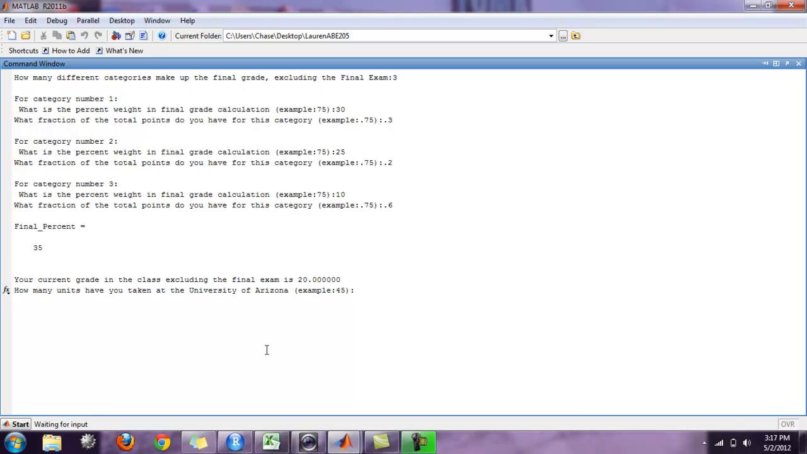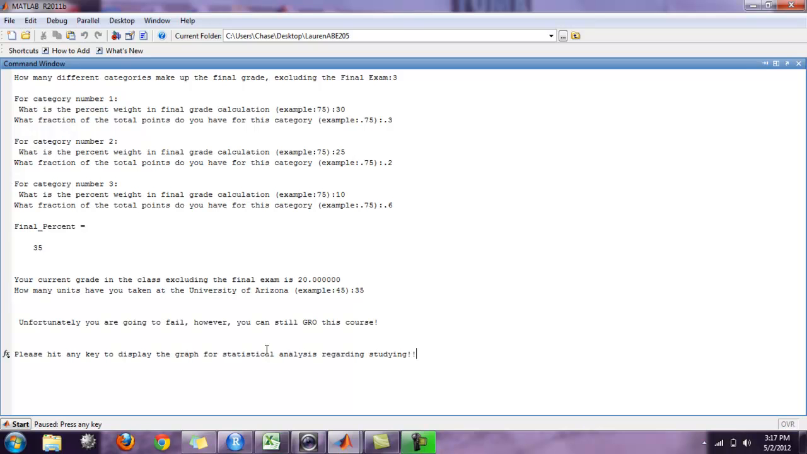Finally, because you're going to be failing the class, it prompts you with a different question, asking how many units you've taken at the University of Arizona, with the example showing that we want it in whole numbers. So say we are freshmen and we've only taken 35 units, which gives you a message saying, unfortunately, you're going to fail. However, you can still GRO this course.